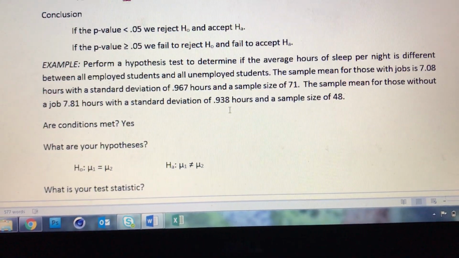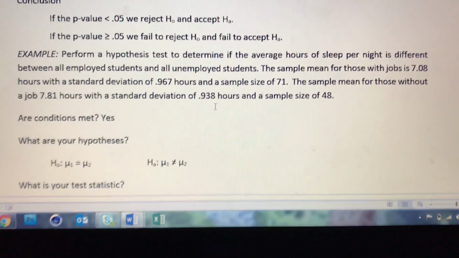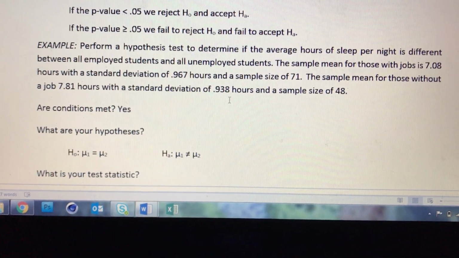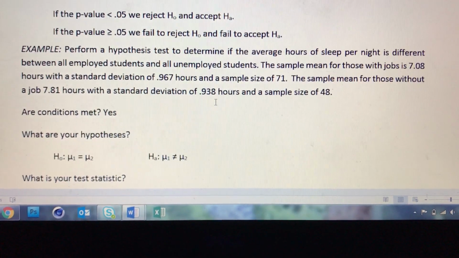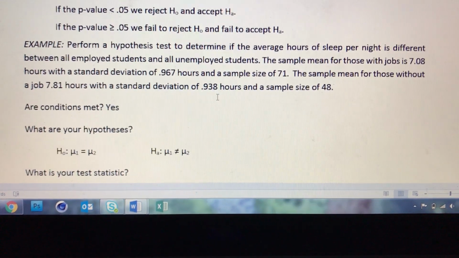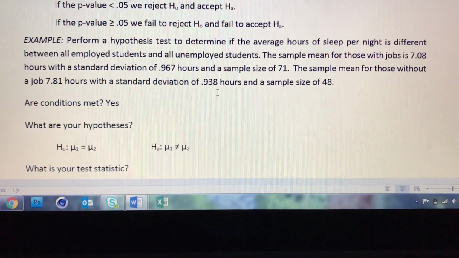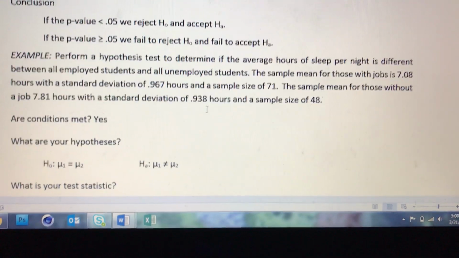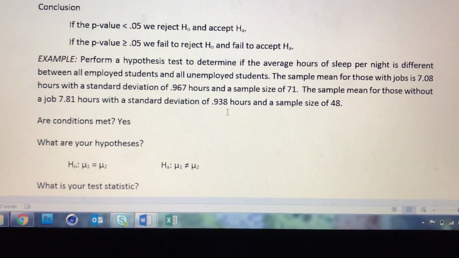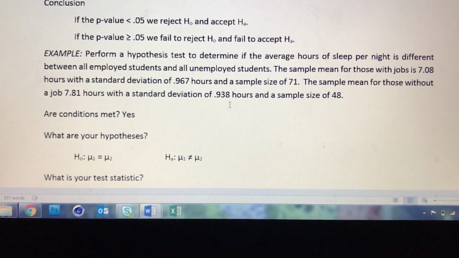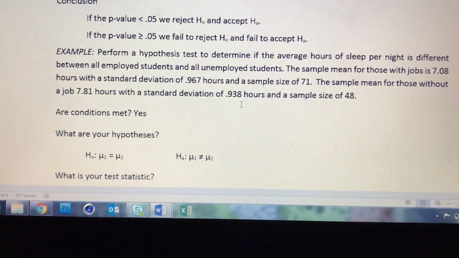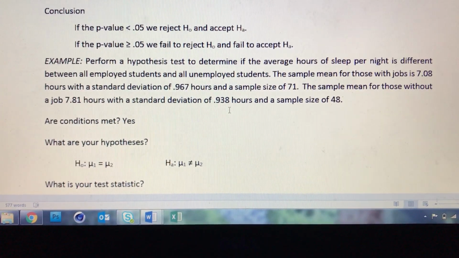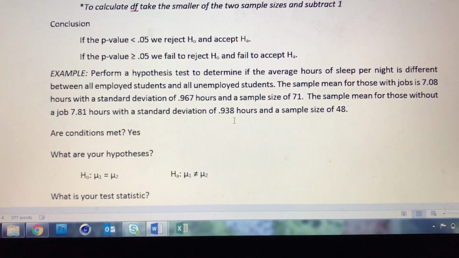Are the conditions met? Yes, they are. Doesn't matter if the data is normally distributed. Both 71 and 48 are at least 30. We'll assume that it's random enough. There's nothing here that suggests that it isn't random or that there's a ton of bias we need to worry about. We do have a quantitative variable, that being average hours of sleep, and we have two distinct populations, so all of our conditions are met.